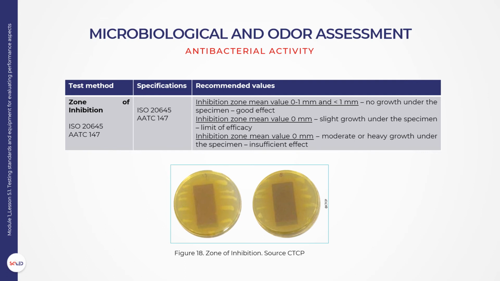If the inhibition zone mean value is 0 mm and there is a moderate or heavy growth under the specimen, it is classified as insufficient effect. The recommended values for ISO 20645 and OC 147 are no growth of bacteria in the nutrient medium under the test specimen.